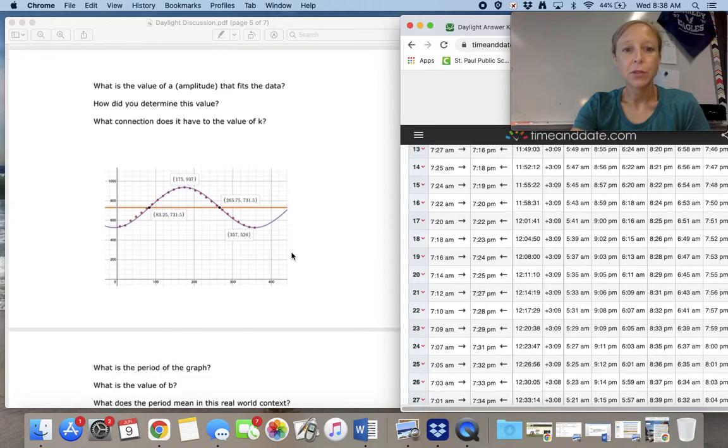Next is the amplitude. To find the amplitude, you take your maximum value minus your minimum value, divided by 2. We're able to figure that out very easily, 205.5. So what connection does that have to k? If we're looking at k as our 12-hour mark, what does the amplitude say about that? Above 12 hours and below 12 hours.